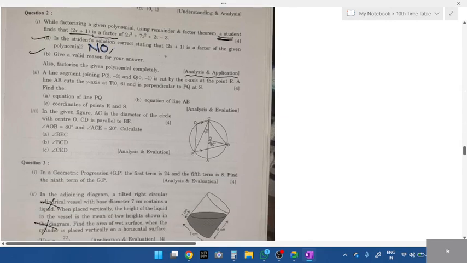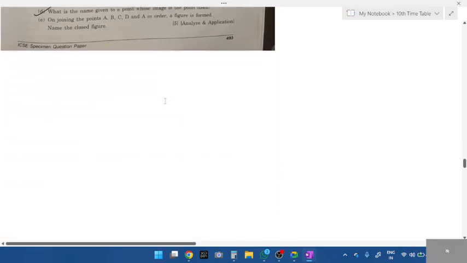See, keep this reason short. For the first one, the student's solution is wrong. For question B, give a valid reason. If 2x plus 1 is a factor, remainder should have been 0. Then for the third one, start the calculation part. Next, the fourth main first question.